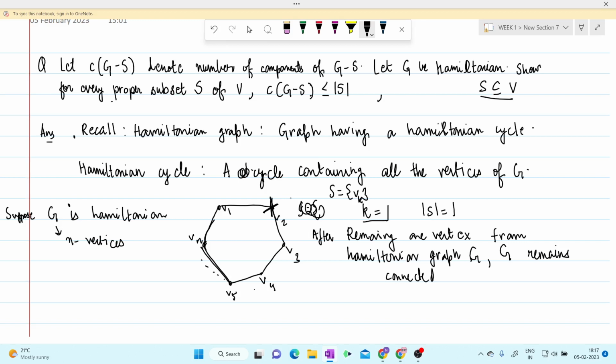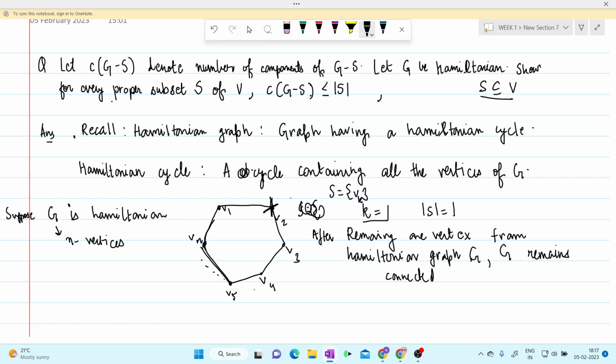Somebody is saying no. Why no? Why won't this graph be connected according to you? Because if you remove two vertices from the Hamiltonian cycle, there will be two components. No, for the first part I'm just saying that I'm removing just one vertex. If I'm removing just one vertex, will the graph remain connected or not? Yes, it will be connected.